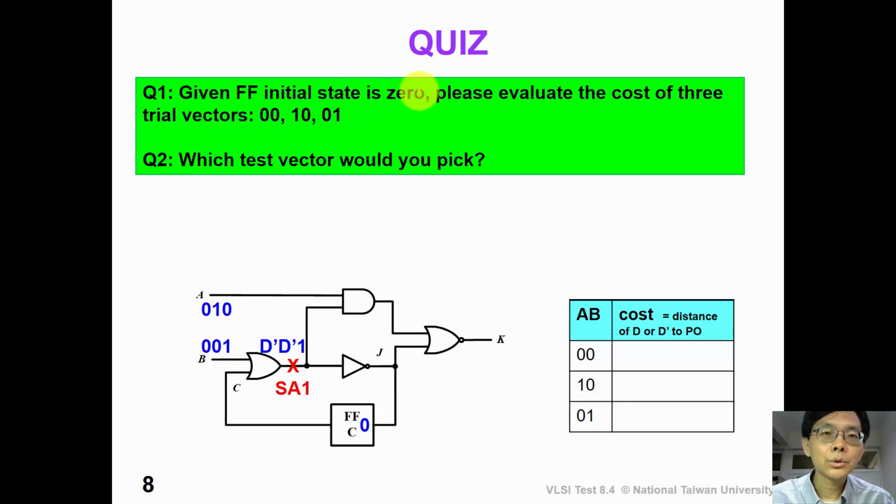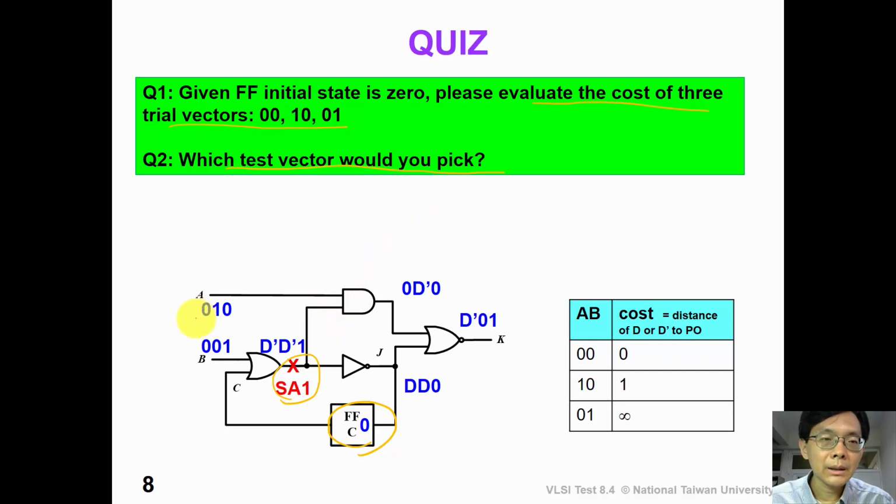Now it's time for you to work on this quiz. Given the flip-flop in the initial state 0 and given this stuck at 1 fault, now please evaluate the cost of 3 trial vectors 0, 0, 1, 0 and 0, 1. Please fill in their cost in the table. And which test vector would you pick? Please now pause the video and work on this quiz. Okay, are you finished?